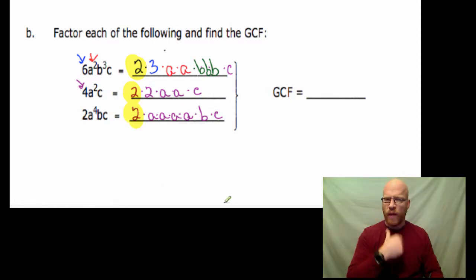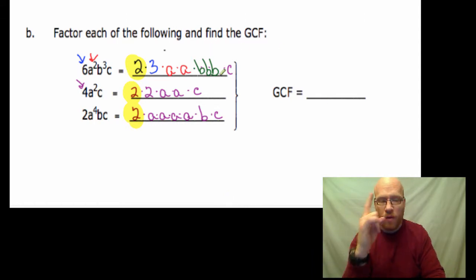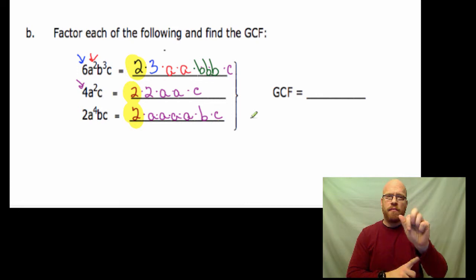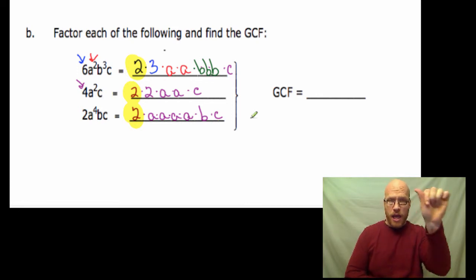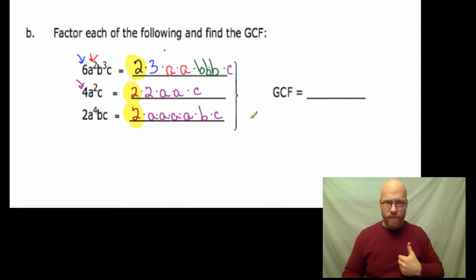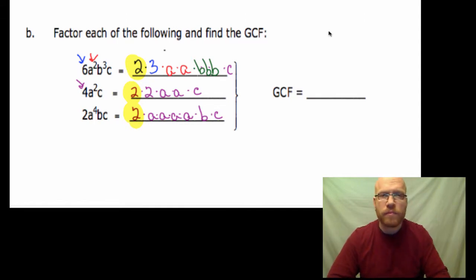Now I look at 3. No one else has a 3. No one else has another 2. So you can say within our term, the number part's done. Now with the variables, we have a, and then a, and a.